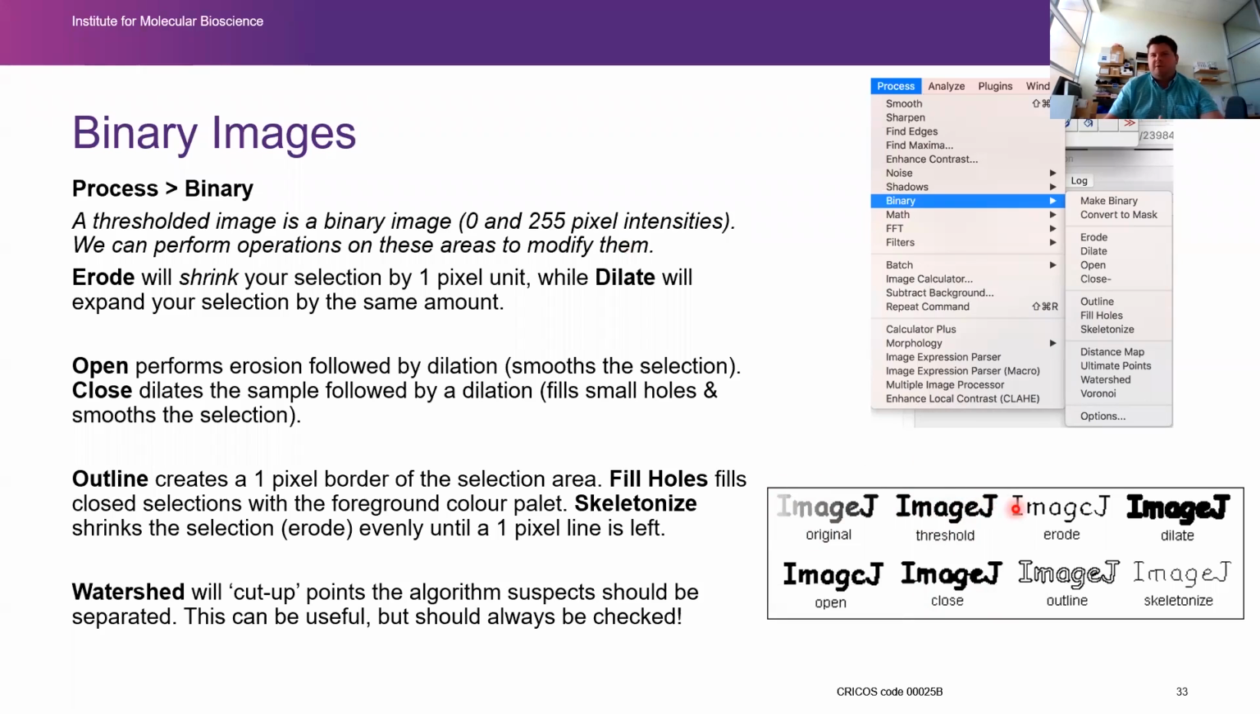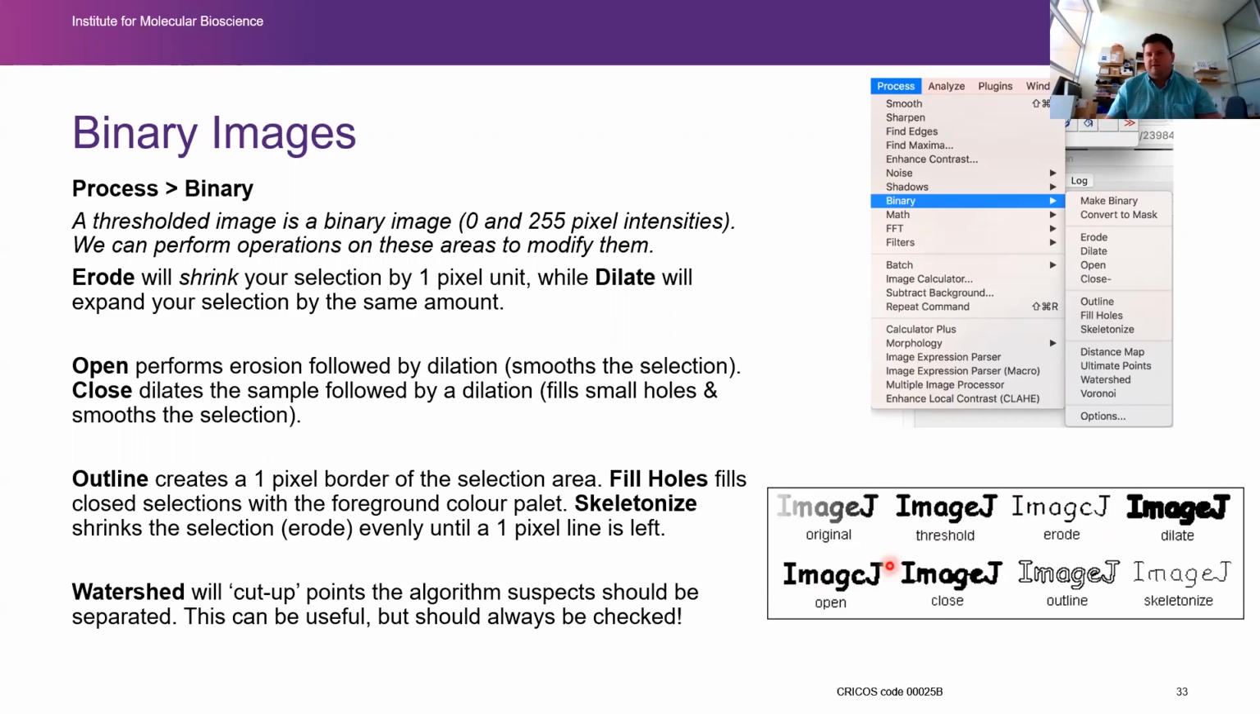You can perform an erosion, which will shrink it in by 1 pixel. You can perform a dilation, which expands your selection out by 1 pixel. You can do an open, which does the erosion and then a dilation.